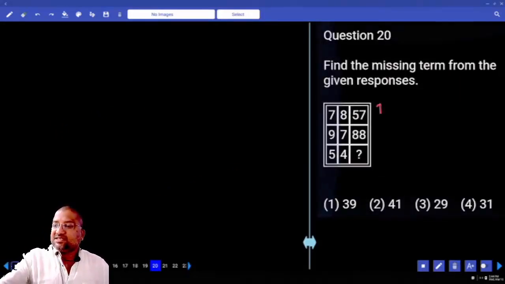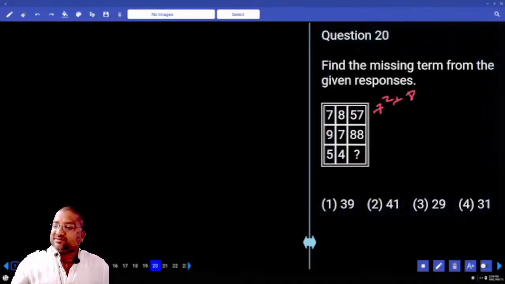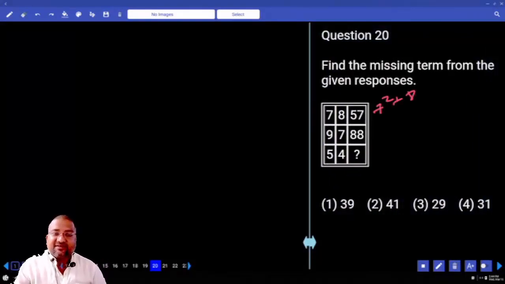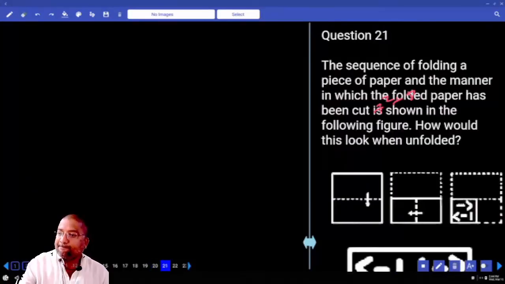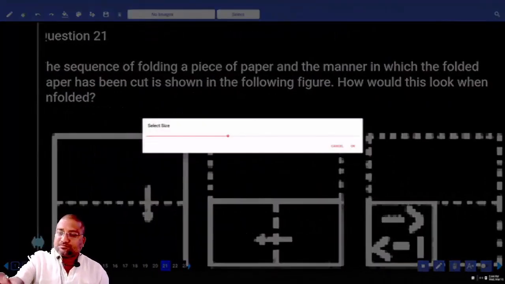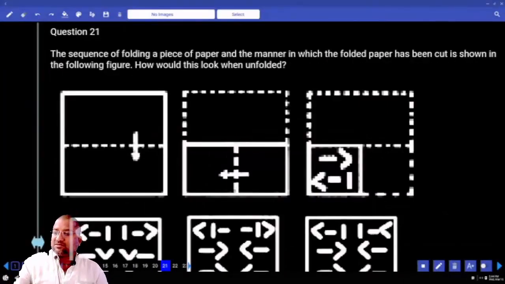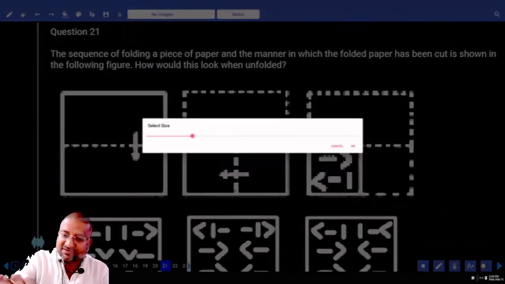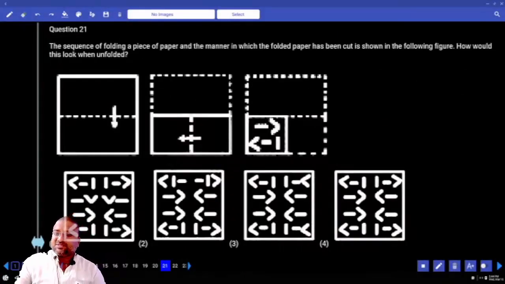Easy. 7 square plus 8, 9 square plus 7, 5 square plus 4. What's the answer? 29. Now, I think I'll make this a little smaller. What is the answer? Fourth option. Absolutely right.